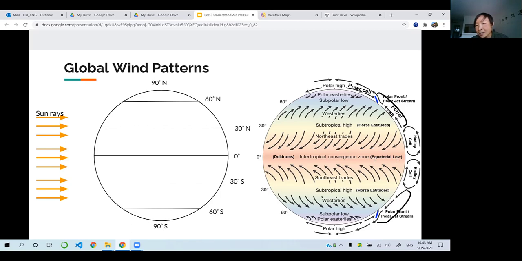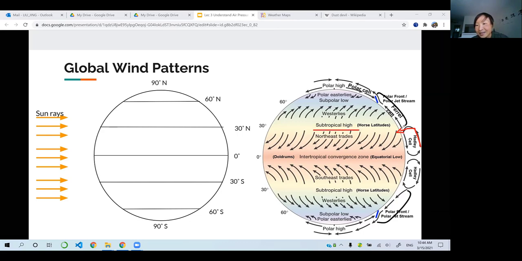When the rising air heats the tropical region, you will have those two air masses diverging toward the higher latitudes. But due to gravity and the Coriolis force, this upper level air will be pulled down to 30 degrees north and south. So that is why you have this subtropical high.